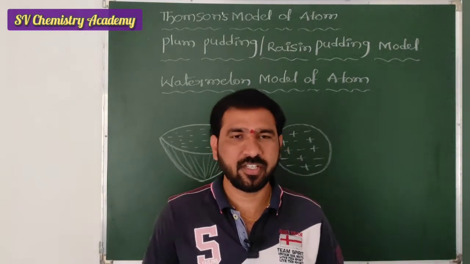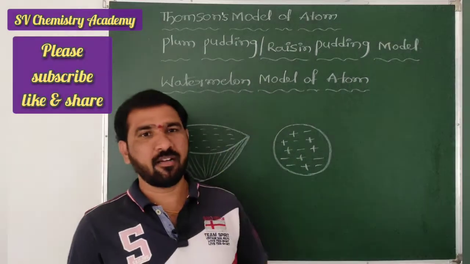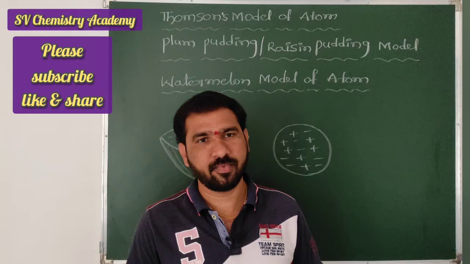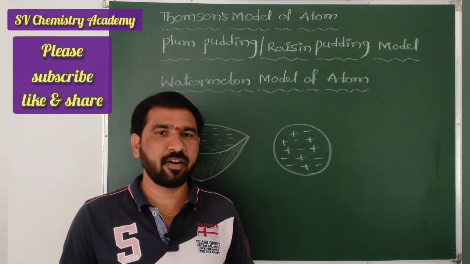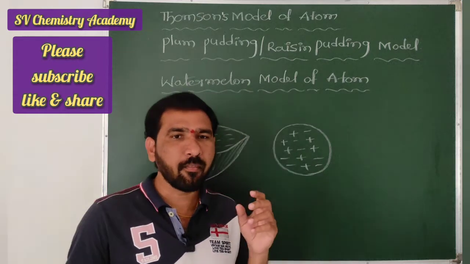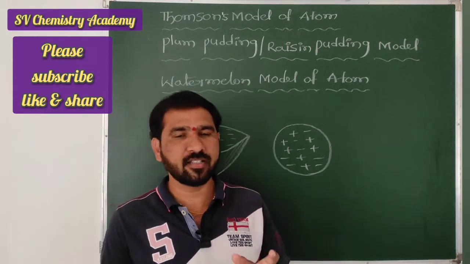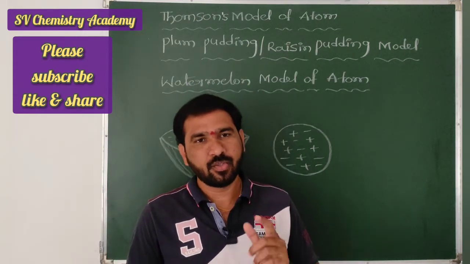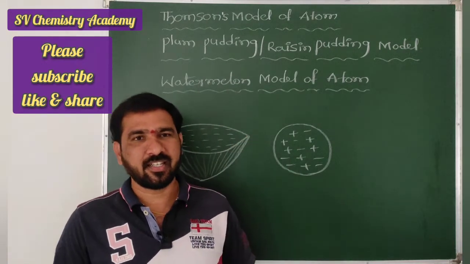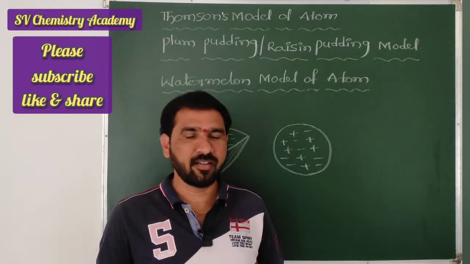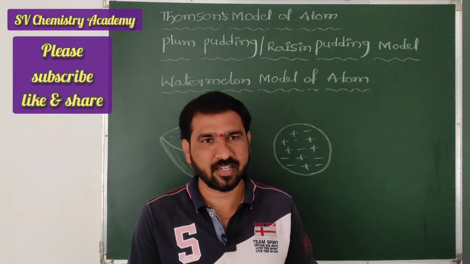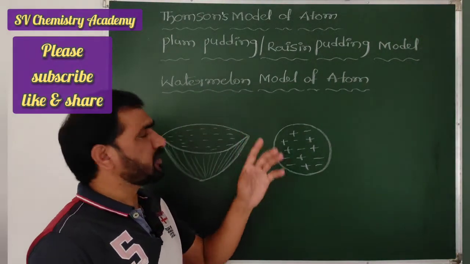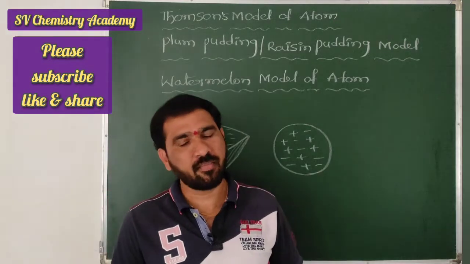Today I am going to discuss the Thomson model of atom and the Rutherford model of atom. Let me discuss the Thomson model of atom first. This Thomson model of atom is also called the plum pudding model of atom or raisin pudding model of atom. Thomson was using a watermelon to explain the atomic structure, so this model is also called the watermelon model of atom.